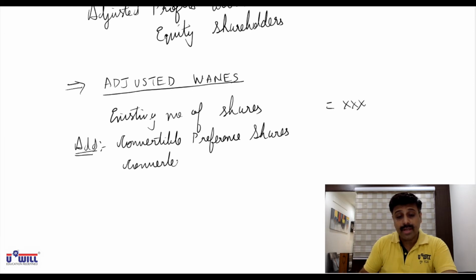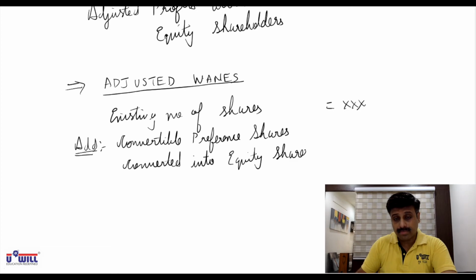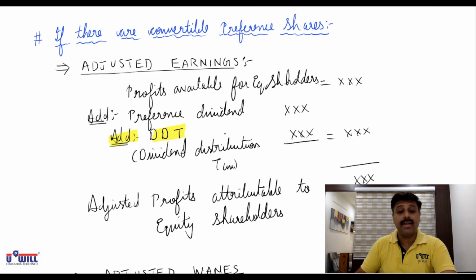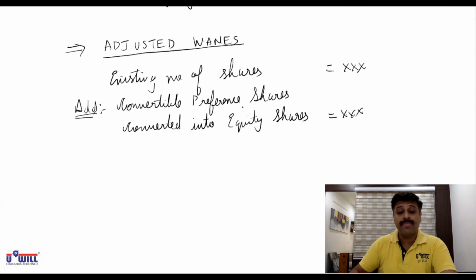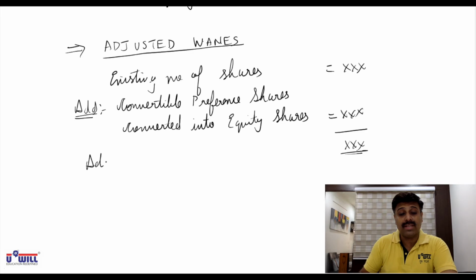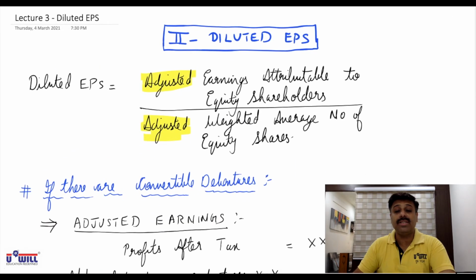Converted into equity shares. So like we did here, exactly same. Here we added convertible debentures converted into equity shares. Same way here you will add convertible preference shares converted into equity shares. And what we will get is adjusted gains. Okay, and thereafter you'll apply that formula: adjusted earnings attributable to equity shareholders divided by adjusted weighted average number of equity shares.